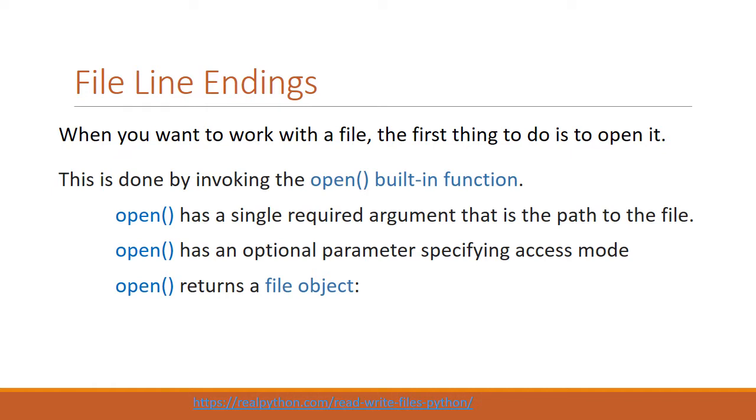When you want to work with a file, the first thing you need to do within your Python program is open it. Python provides a built-in function, open. The main required parameter for the open function is the path of the file. Optional parameters include the access mode. How do you want to open it? Are you opening it for reading? Are you opening it for writing? Are you opening it to append to it? And the open function returns a file object.